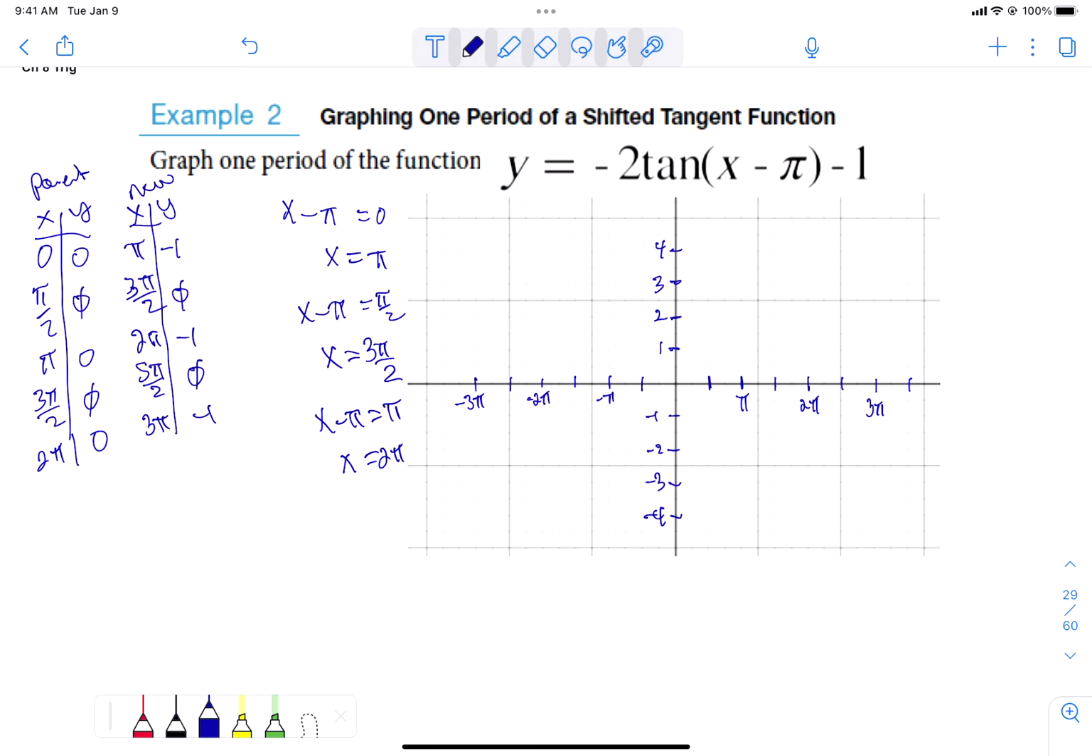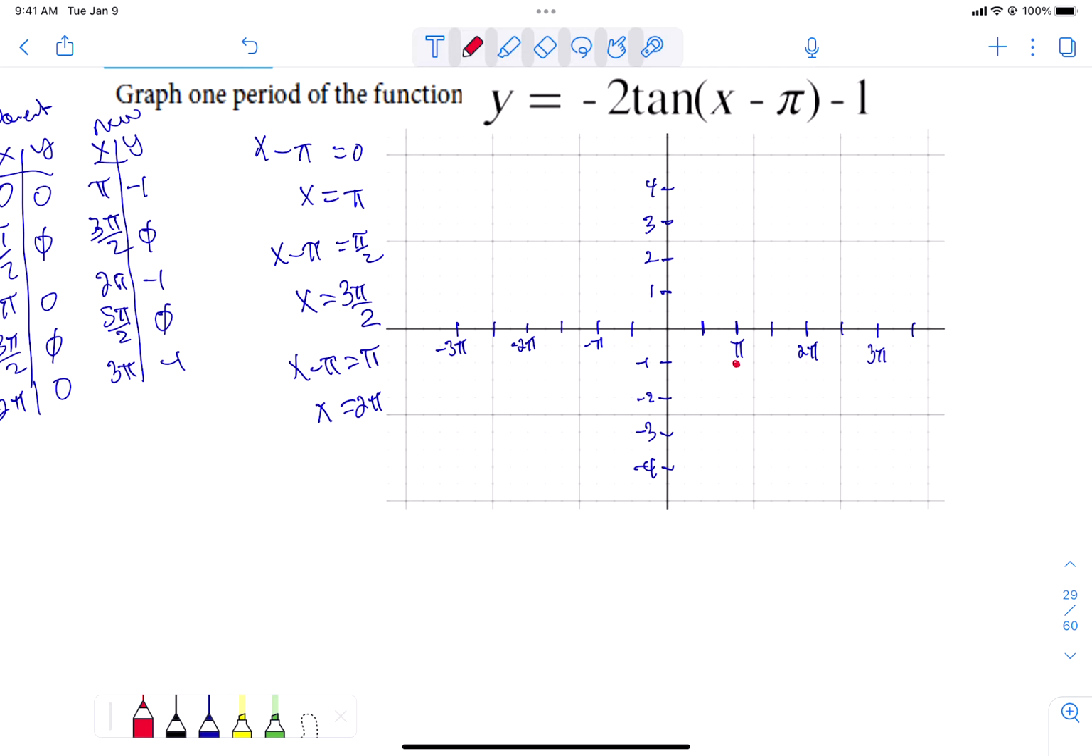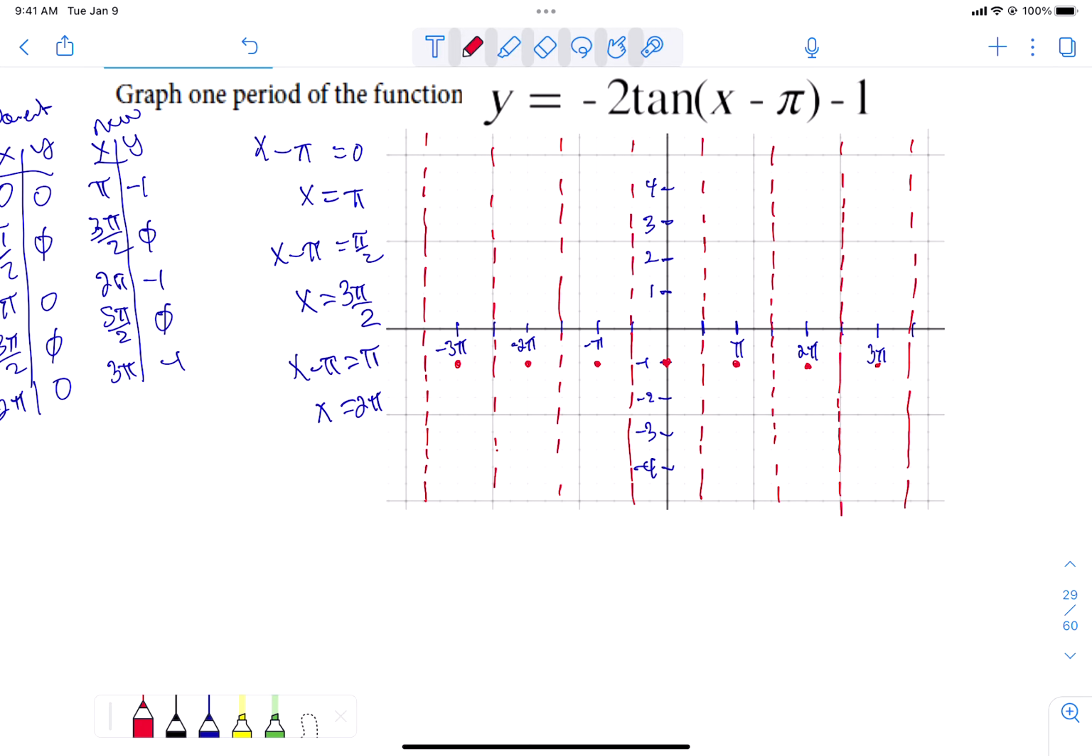So at pi, we are at negative 1. And then at 3 pi over 2, so halfway in between the pi and the 2 pi, 1 and a half, there's an asymptote. Okay. At 2 pi, we're also at negative 1. And then at 5 halves, or 2 and a half, we have the asymptote. They're equally spaced. So once you see the spacing, just keep that going. So negative 1, asymptote. So once you have the asymptotes and the negative ones on your graph, you're pretty much ready to go.